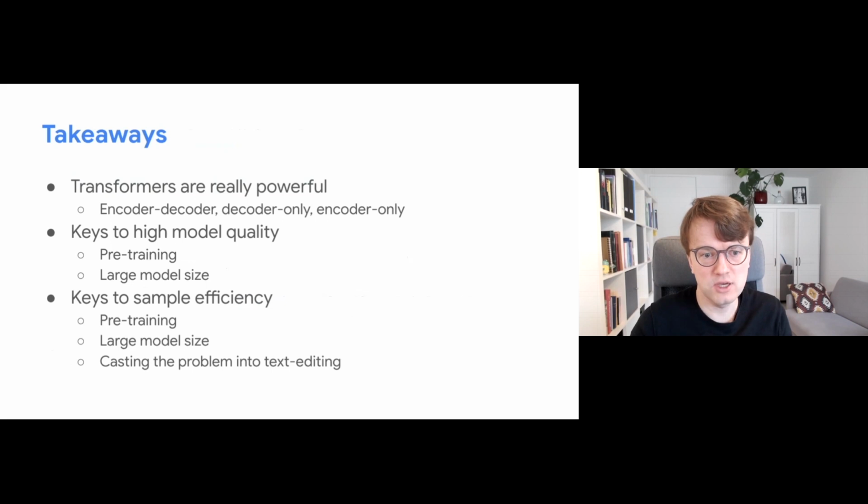A second relevant aspect is sample efficiency, or data efficiency: how much training data you need to reach a given model quality. Here again, pre-training helps with the sample efficiency a lot. The GPT-3 paper shows that scaling up the model size also helps with the sample efficiency. And then finally, we saw that another approach to this is to cast the problem into something simpler, into a text editing problem, where the output space is much smaller. You don't have to optimize over all possible sentences, but you just optimize over the sequence of edit operations. And this also makes the methods more sample efficient.